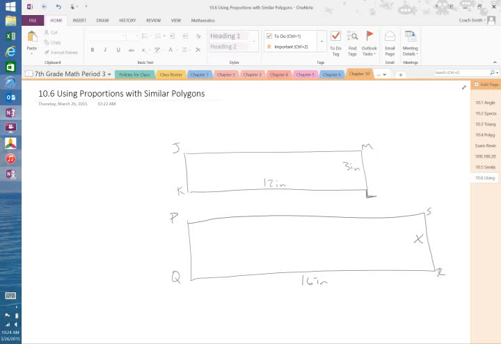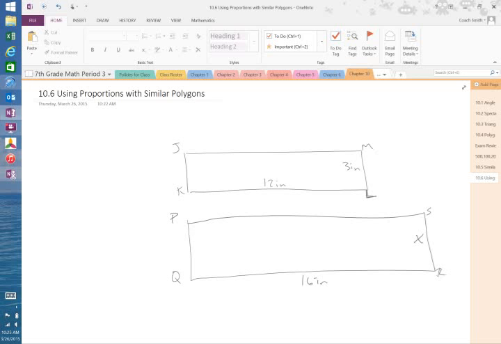If I have these two figures and I have been told that they are similar, they're not obviously congruent, but they are similar. I can use what we've learned in 10.5 when we talk about similar sides, corresponding sides and their ratios, to solve for the missing measurement. I can do that by doing this.